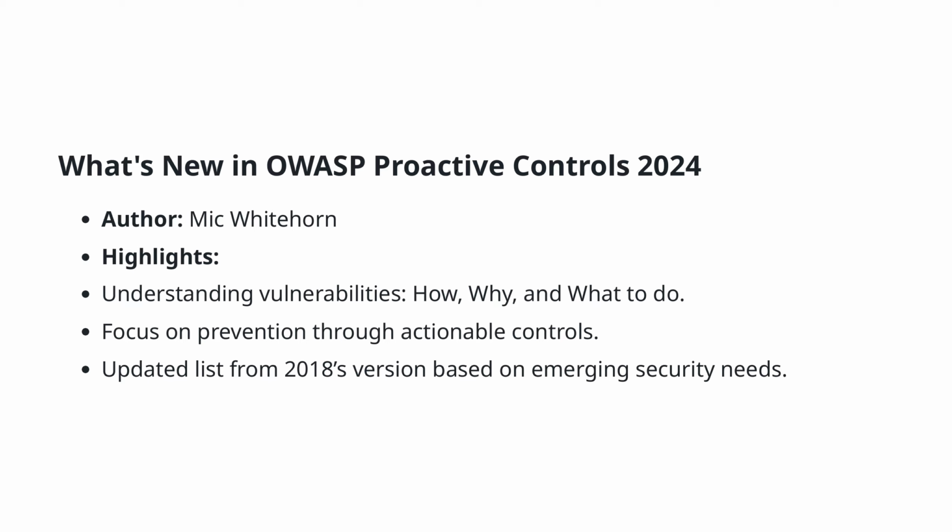This slide explores the latest updates in OWASP Proactive Controls 2024, authored by Mike Whitehorn. The key highlights focus on understanding vulnerabilities, examining the how, why, and what to do when facing them. Significantly, the updated list emphasizes prevention by providing actionable controls tailored to today's emerging security needs. This new version builds upon its predecessor from 2018, ensuring that developers and architects have the most relevant and effective tools to safeguard against potential risks.